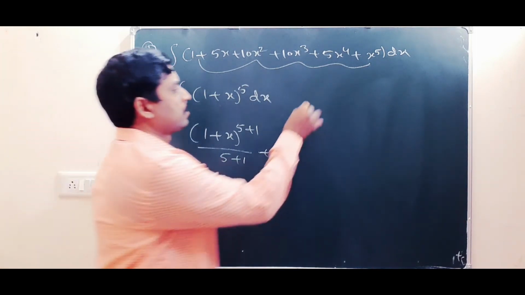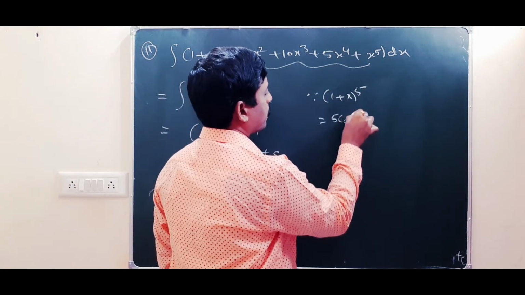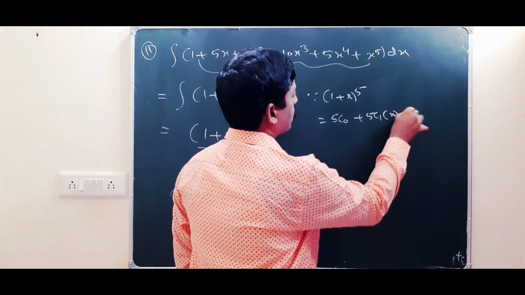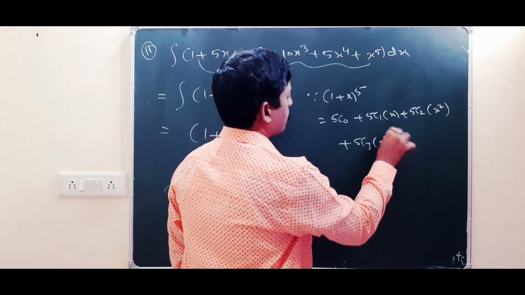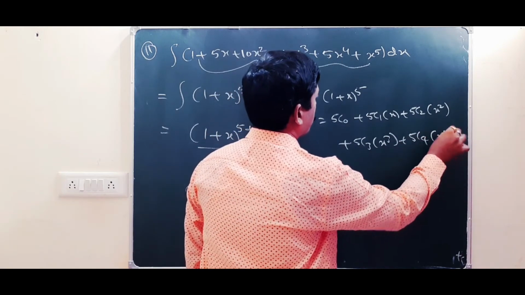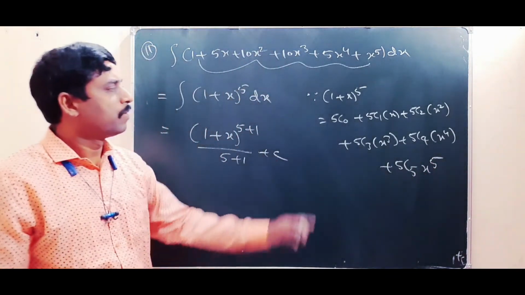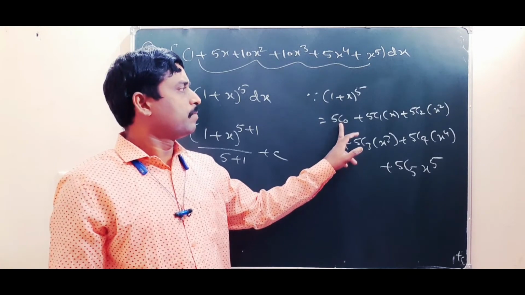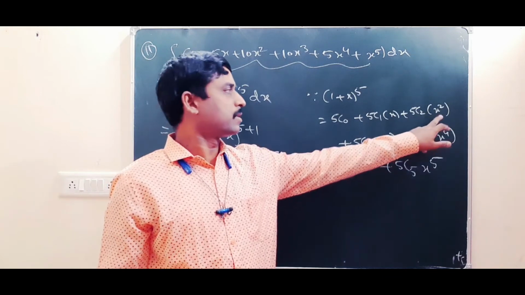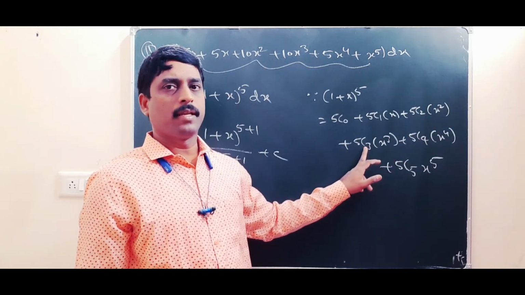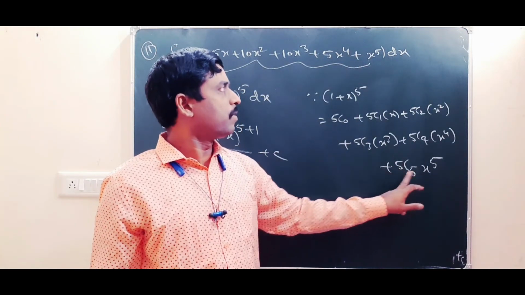We have 1 plus x to the power 5 equal to 5c0 plus 5c1 into x plus 5c2 into x square plus 5c3 into x cube plus 5c4 into x to the power 4 plus 5c5 x to the power 5. This is the binomial expansion where 5c0 value is 1, so 1 plus 5c1 value 5, 5x, then value 10, 10x square, 10x cube, 5c3 value 10, 5c4 value 5, 5x to the power 4, and 1x to the power 5.